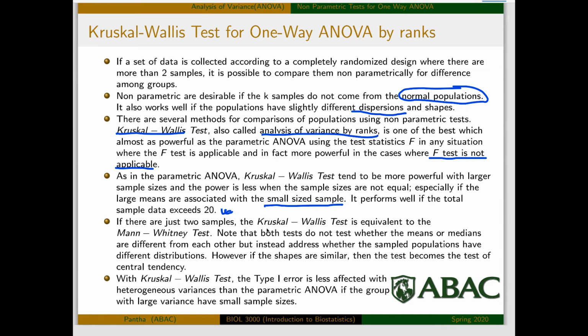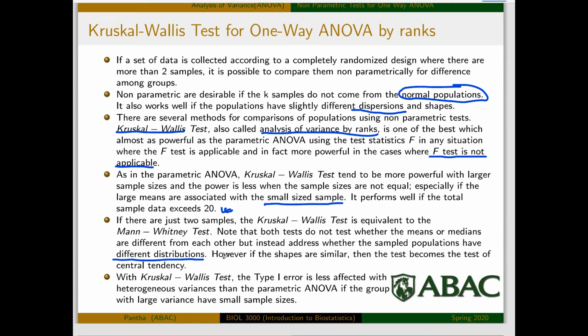If there are just 2 samples, the Kruskal-Wallis test is equivalent to the Mann-Whitney test. Note that both tests do not test whether the means or medians are different from each other, but instead address whether the sample populations have different distributions or not. However, if the shapes are similar, then the test becomes a test of central tendency. With the Kruskal-Wallis test, the type 1 error is less affected by heterogeneous variance than in parametric ANOVA if the group with large variance has a small sample size.